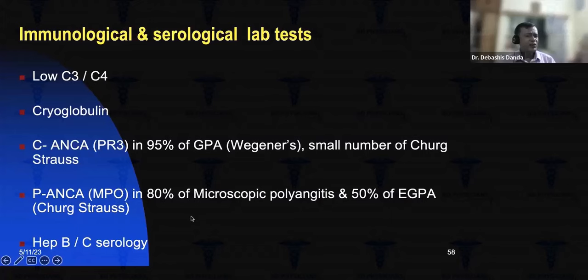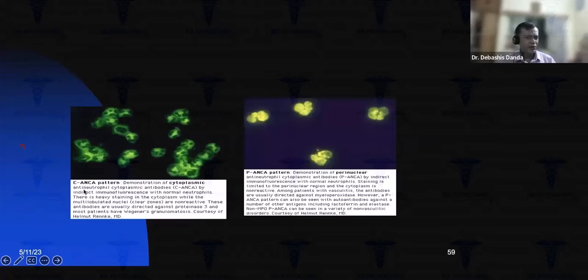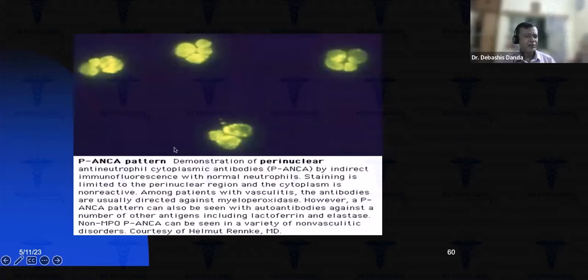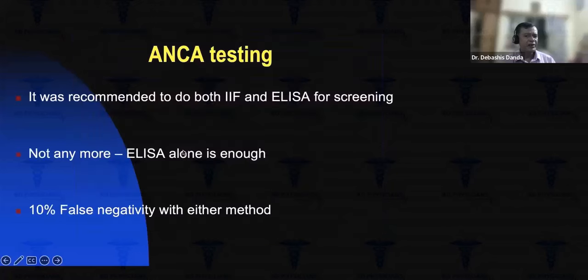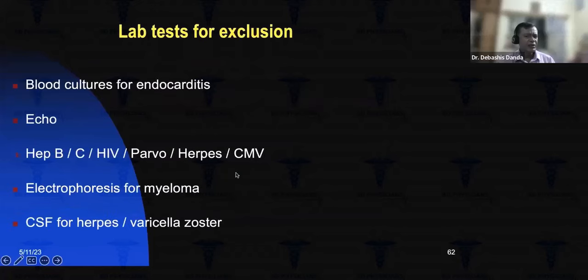Hepatitis B and C serology should also be tested, HIV also. So this is the C-ANCA pattern in indirect immunofluorescence. This is the P-ANCA pattern, or perinuclear ANCA pattern, in ANCA vasculitis. The P-ANCA pattern is seen in a magnified picture. Normally people recommended testing both in the past, but nowadays people say ELISA alone is enough. You don't have to do indirect immunofluorescence, and there can be 10% false negativity with either method.